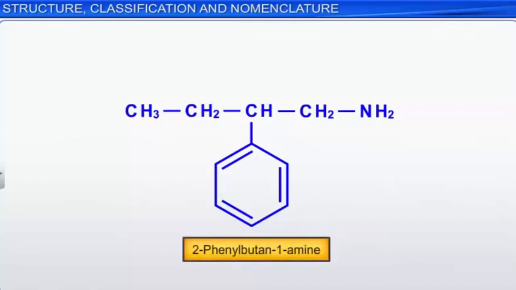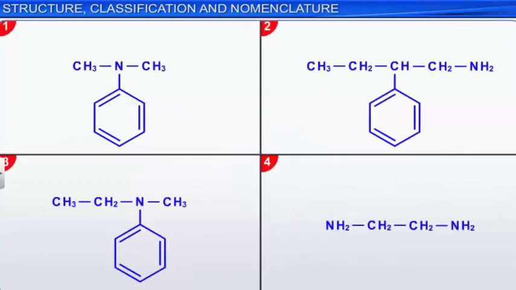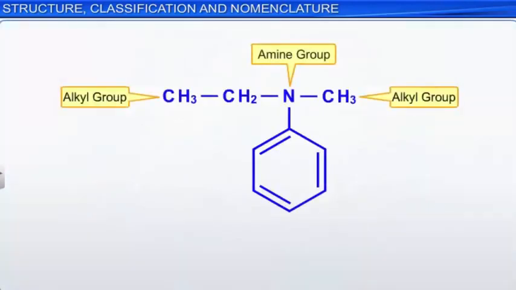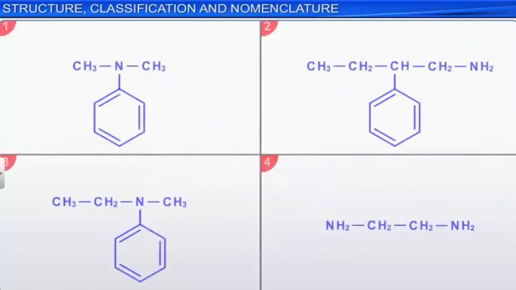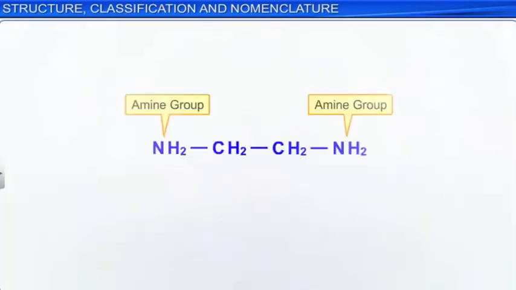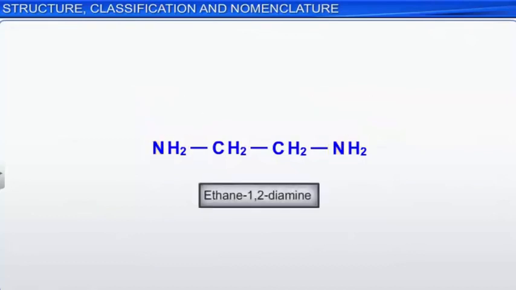In the third structure, an amine group is present on the benzene ring and alkyl groups are present as side chains. Hence, it can be named N-ethyl-N-methylaniline. In the fourth structure, as two amine groups are present on two adjacent carbon atoms, the compound can be named as ethane-1,2-diamine.